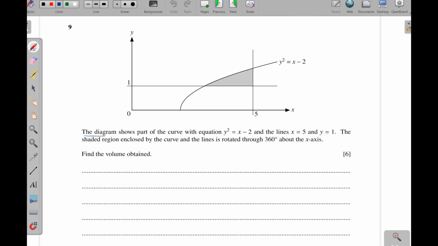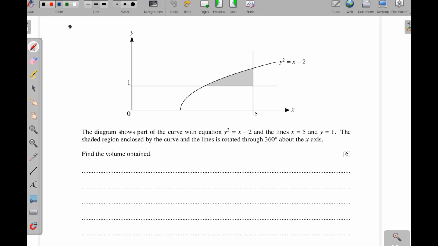Question 9. The diagram shows part of the curve with this equation, and the lines x is equal to 5 and y is equal to 1. The shaded region enclosed by the curve and the lines is rotated through 360 degrees about the x-axis. And then they want us to find the volume of the solid of revolution here.